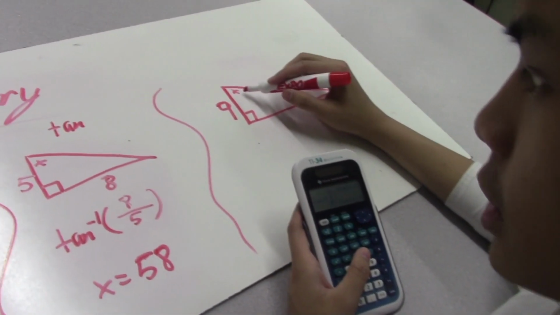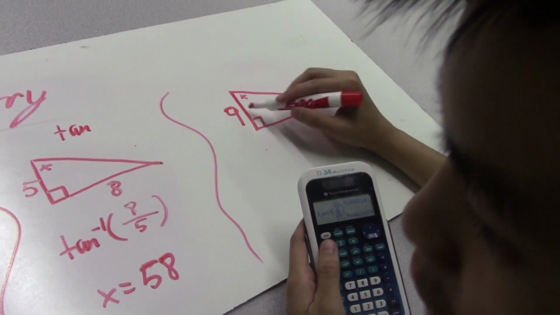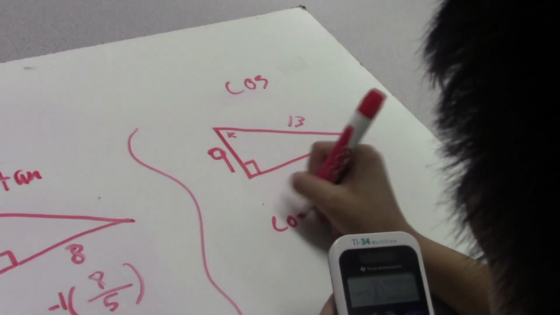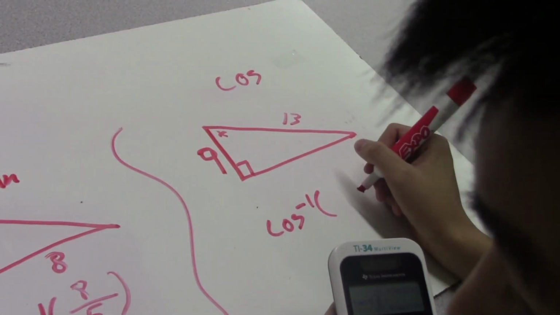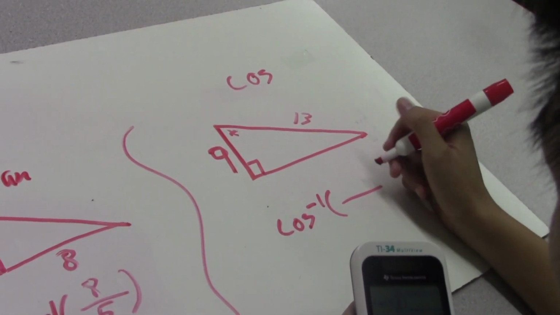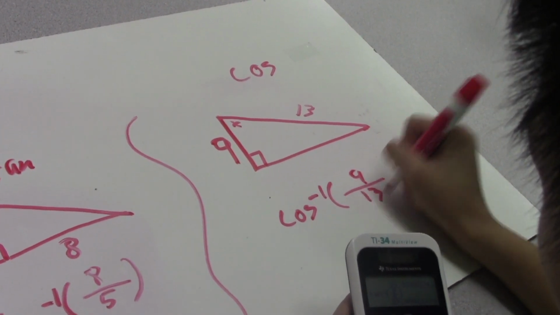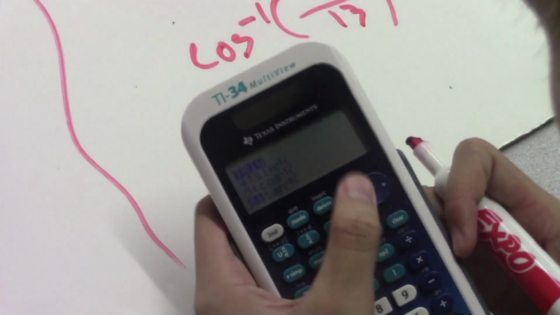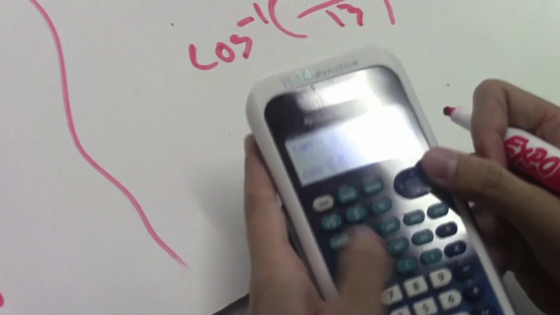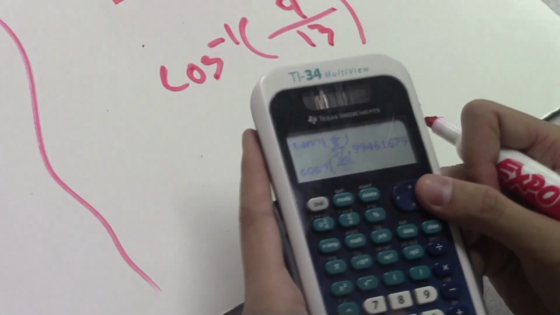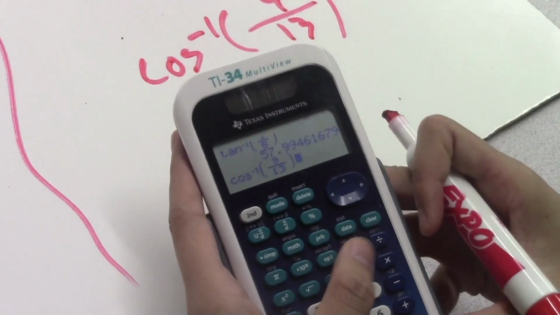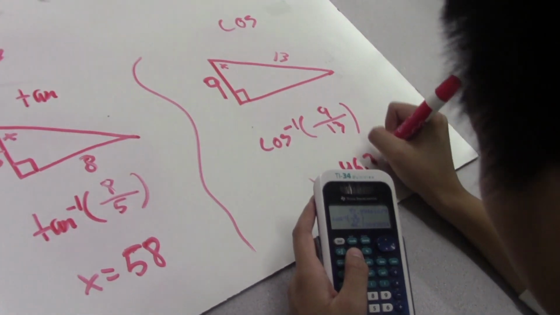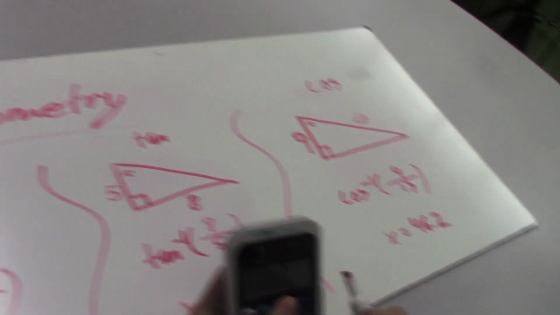And for the next problem, the x is right here, same thing. So you're given adjacent and hypotenuse. So this one will be cosine, which is adjacent over hypotenuse. So 9 over 13, and then go to the inverse, and you should get x to equal 46.2. And that will be all for trigonometry.